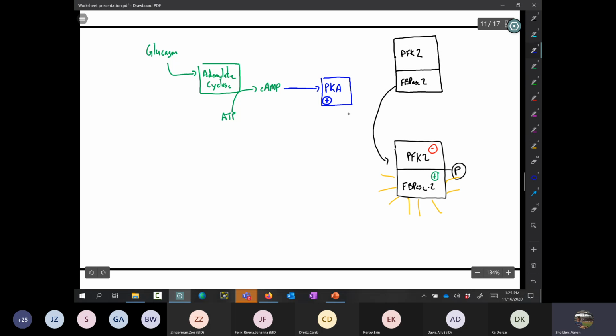Okay? Well, PKA is going to activate or phosphorylate that bifunctional enzyme. That's going to activate FBPase2, which is then going to take fructose 2,6-bisphosphate and break it down to fructose 6-phosphate.